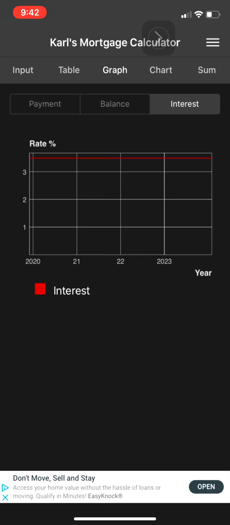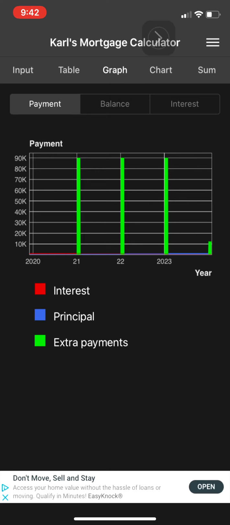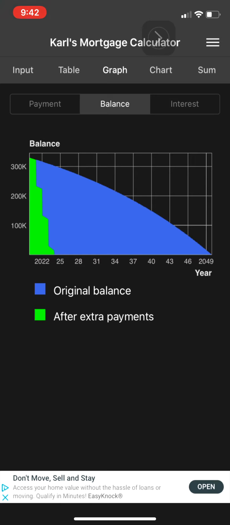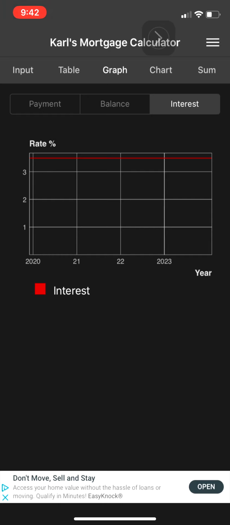The graph, I don't understand that graph. So the payments, the interest, you can hardly see it. The principal, you could hardly see it, but the extra payments, they're up there. You could see them in green. The balance, oh Lord. Look at that. The original balance. Look at after the extra payment in green. Your balance just is shrinking so fast. Interest, I don't understand that interest part.